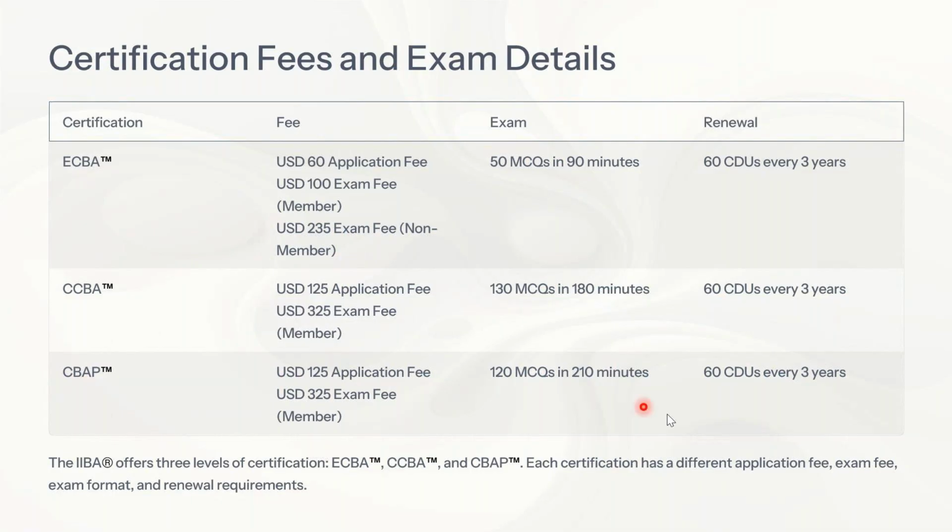So for renewal, you need to earn 60 CDUs. There will be different events organized by IIBA. So you can either act as a volunteer and participate in those events to earn CDUs, or you pay some money and then get the required CDUs to renew your certification.